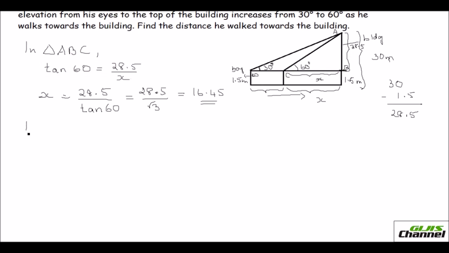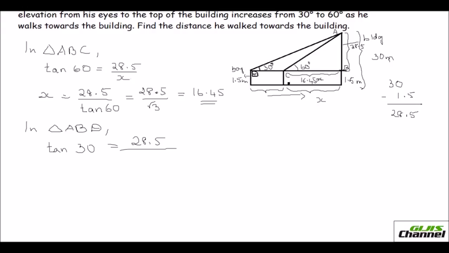Now the next triangle is the bigger one, triangle A, B and D, okay? A, B and D. So this is your D, remember this is your D. Tan 30 would be the opposite side 28.5 over the adjacent side. The adjacent side x you got it as 16.45. This you got it as 16.45, right?